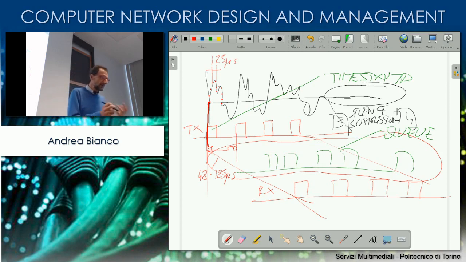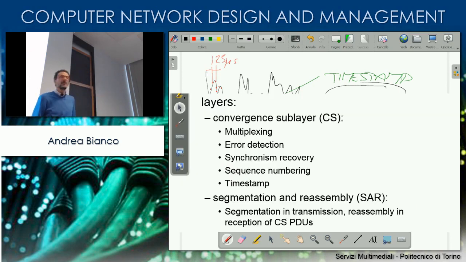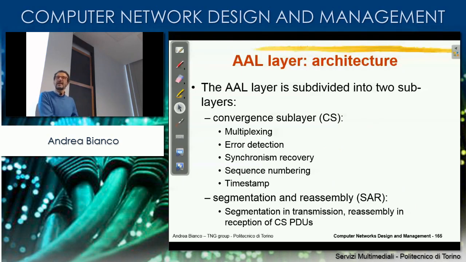Okay? So this is the summary, the set of features that are provided in the convergence sublayers. Not all of the AAL provide all of them. Okay? So you will have some error detection in some of them. You will have synchronization recovery, sequence numbering, and timestamping, those three for multimedia only. Okay? Is it clear? Any question, any clarification?